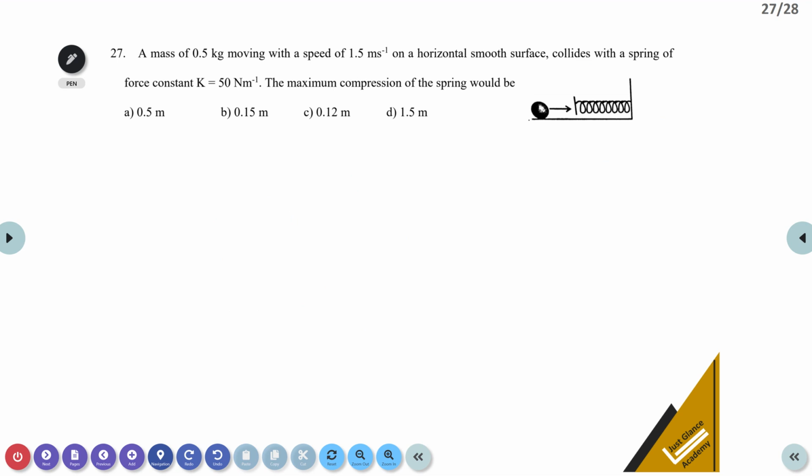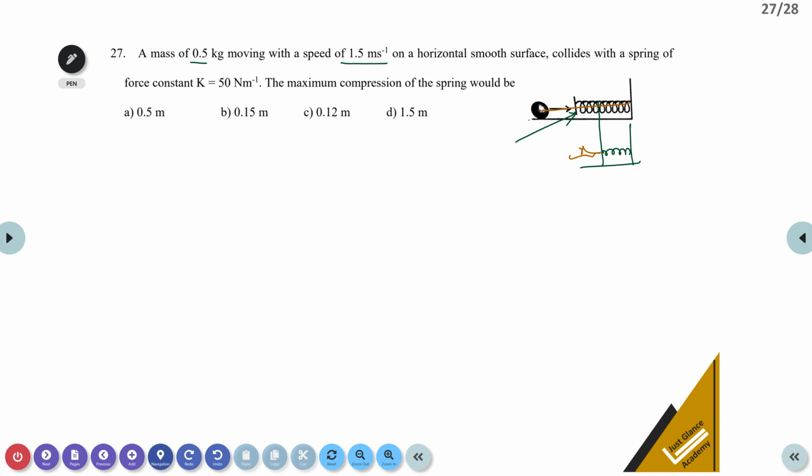Last problem. A mass of 0.5 kilogram is moving with a speed of 1.5 meter per second on a horizontal smooth surface. This is a ball. It will hit the spring, and when it hits, compression is produced. The spring is compressed by some length, which is x.